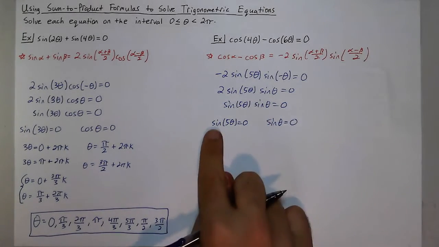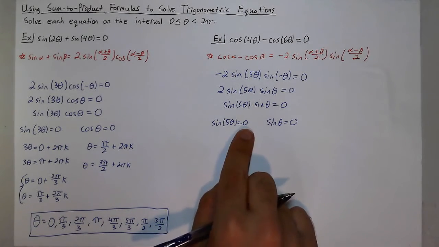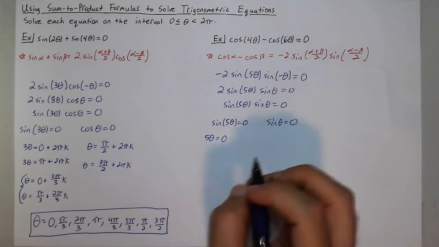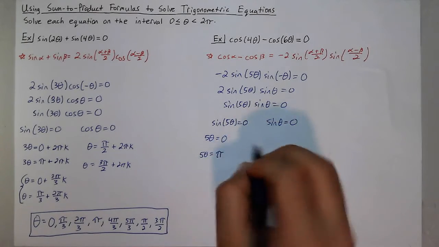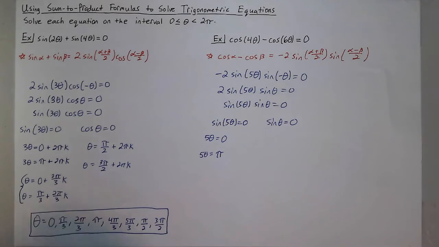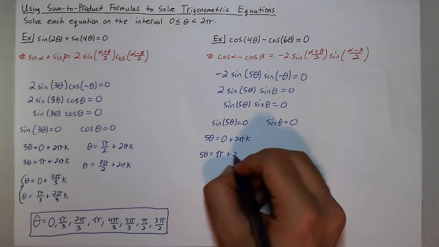Now, first I'll solve the trig function on the left. So where does sine equal 0? And I'll set 5 theta equal to that. Well, that happens at the quadrantal angles 0 and pi. So I'll have 5 theta is equal to 0 and pi. But since I have a period change, I should treat these like general formulas to start. So it'll be plus 2 pi k for the period of sine being 2 pi.